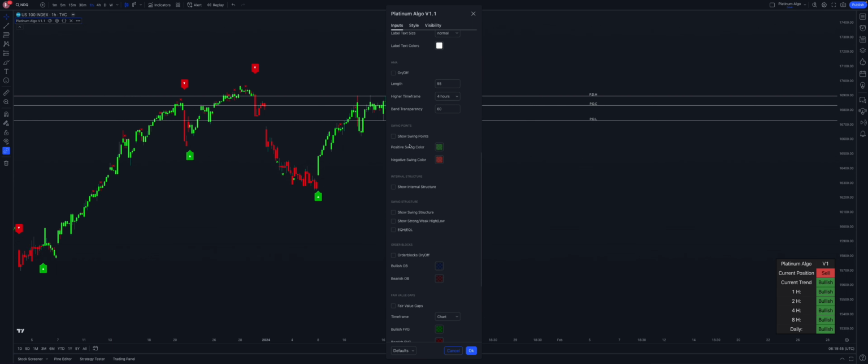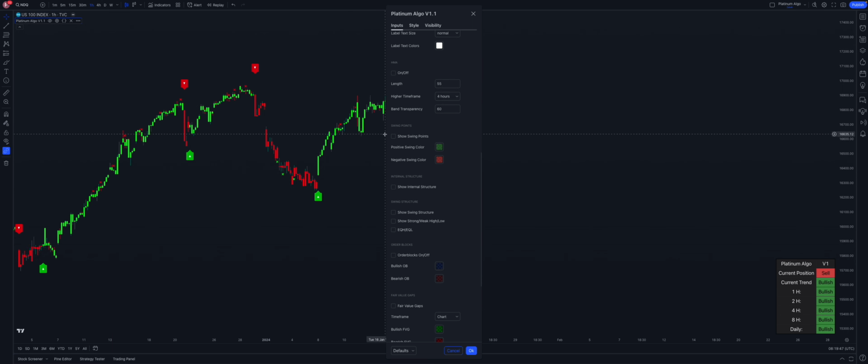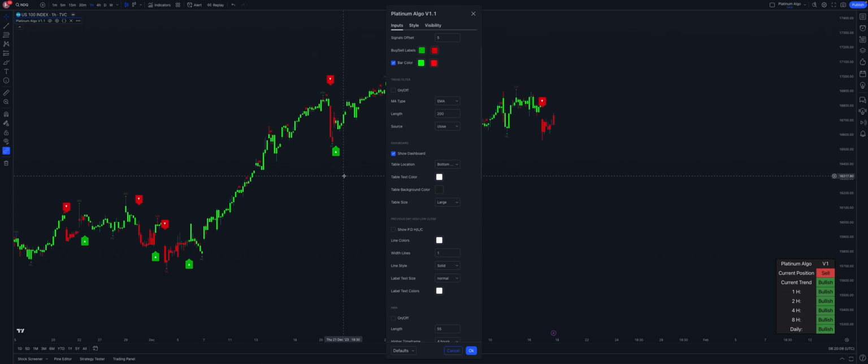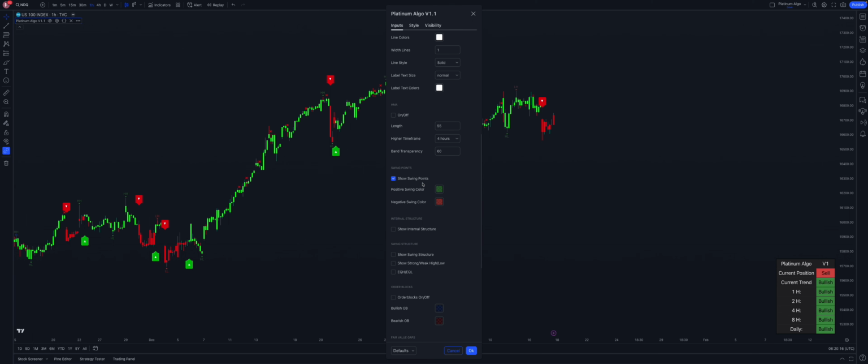If you want to see the swing points, for example the market structure, you can turn on the swing points indicator. What this does is show the higher highs, lower highs, lower lows, higher lows, and so on. This is used to help you visualize the market trend, direction, and market structure better.